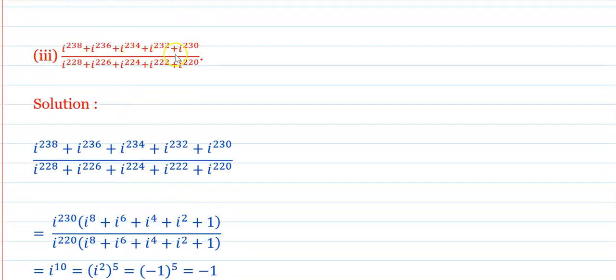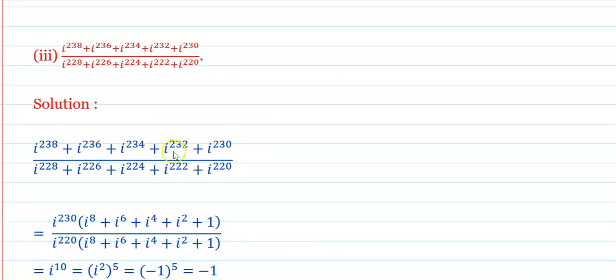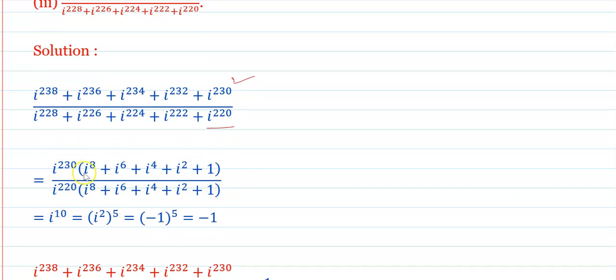नेक्स्ट सिमिलर प्रॉब्लेम आपण यापूर्वीच पाहिलेला आहे. तर i^238 + i^236 + i^234 + i^232 + i^230 upon i^228 + i^226 + i^224 + i^222 + i^220. Now take from the numerator lowest power of the i^230 common घेतला. The first i^8, next i^6, i^4, i square plus 1. इथे i^220 lowest power ती common घेणार. Again i^8, i^6, i^4, i square plus 1.